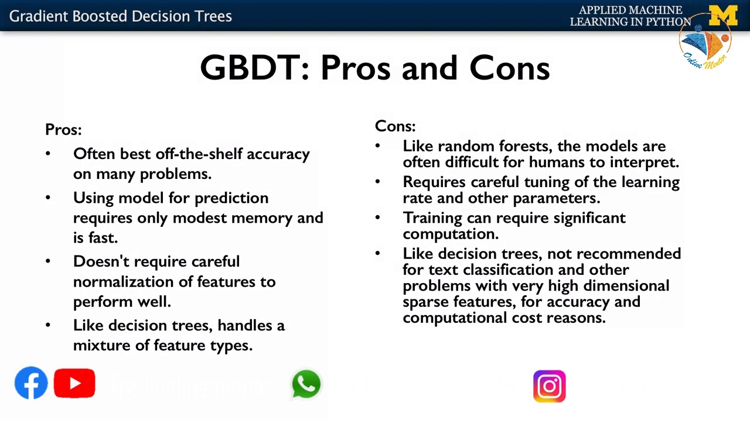Boosted decision trees do have several downsides. Like random forests, ensembles of trees are very difficult for people to interpret compared to individual decision trees. However, this often may not matter for many applications where prediction accuracy is the most important goal. Gradient-boosted methods can require careful tuning of the learning rate and other parameters, and the training process can require a lot of computation. And like the other tree-based learning methods we saw, using gradient-boosted methods for text classification or other scenarios where the feature space has thousands of features with sparse values is usually not a good choice for accuracy and computational cost reasons.